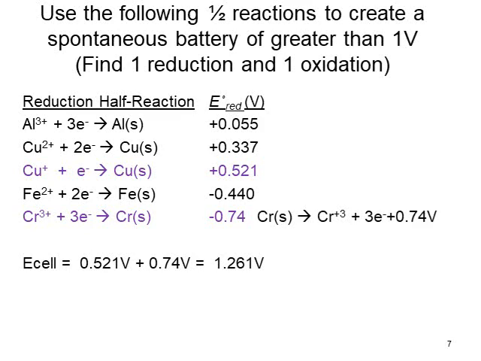Now, the other way you can make this spontaneous is by using the copper plus 2 voltaic cell, which is 0.337 volts. That will give you just about 1. I think it's something like 1.07 volts, 1.08, something like that.